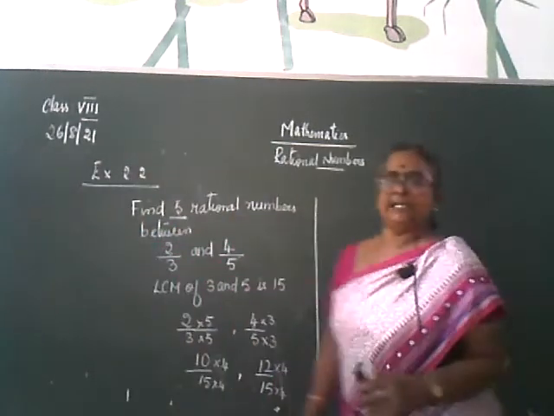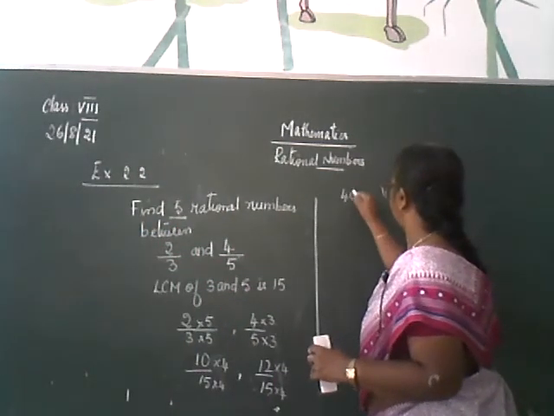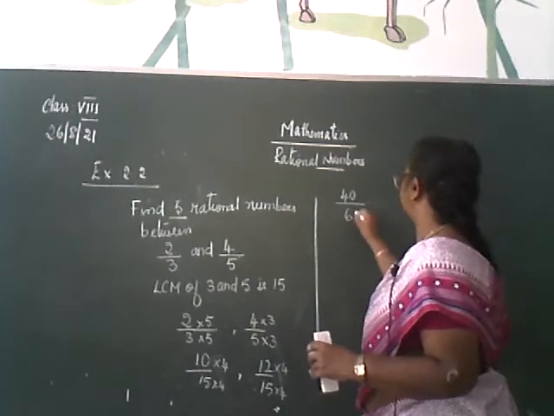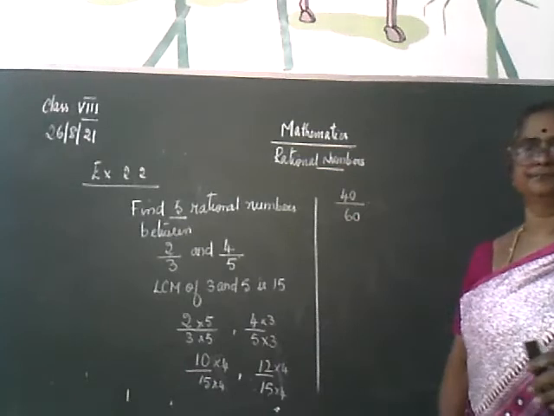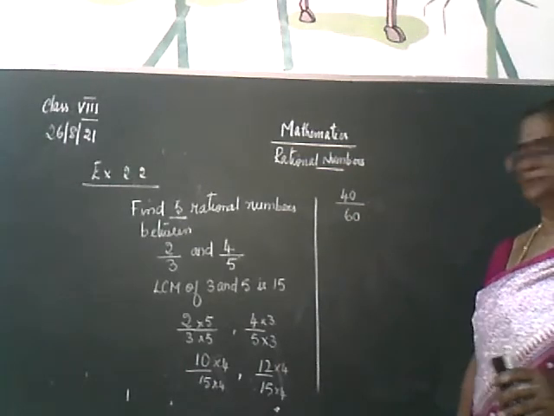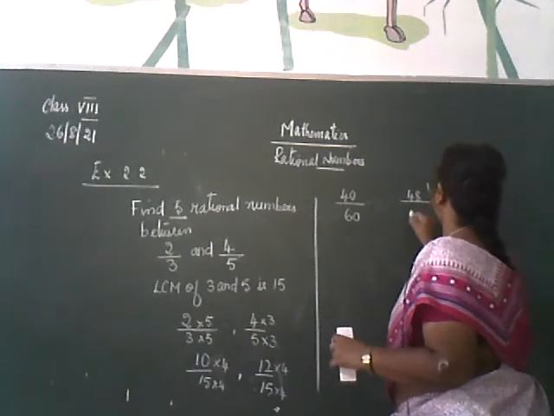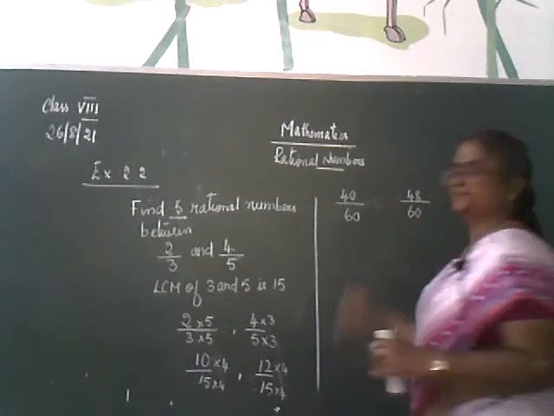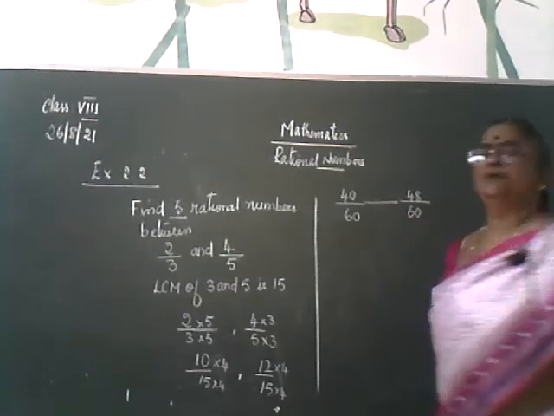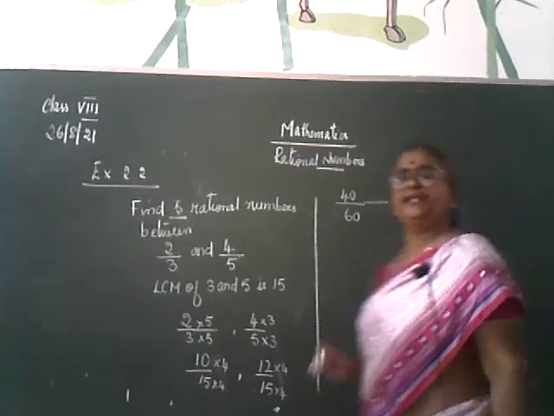So, let me multiply by 4, because 10 4s are 40, 15 4s are 60. Again, 12 4s are 48, 15 4s are 60. So, what are the rational numbers that exist between 40 and 48?